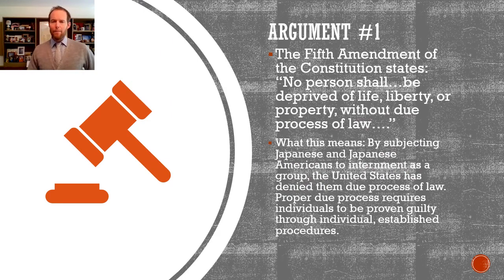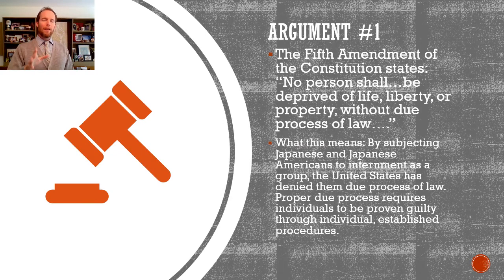So this one says, argument number one, the Fifth Amendment of the Constitution states that no person shall be deprived of life, liberty, or property without due process of law. So what that means is by subjecting Japanese and Japanese Americans to internment as a group, the United States has denied them due process of law. Proper due process, and this is kind of the definition of due process as well, requires individuals to be proven guilty through individual and established procedures. Basically what that means is before you can call somebody guilty, they need to have a trial. They need to go through the process of law.